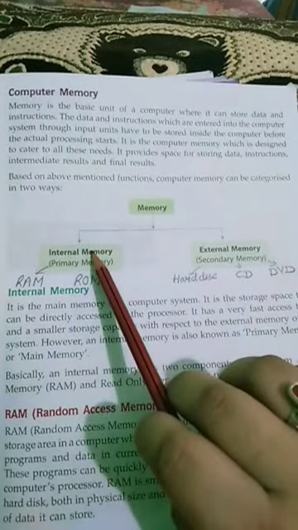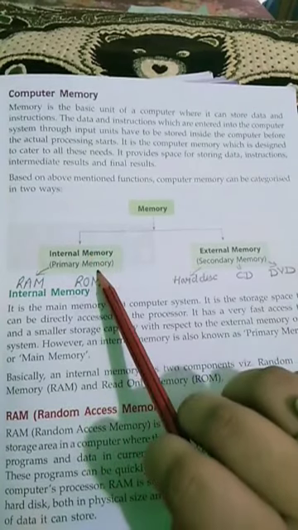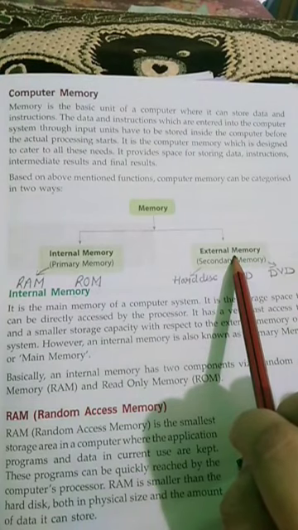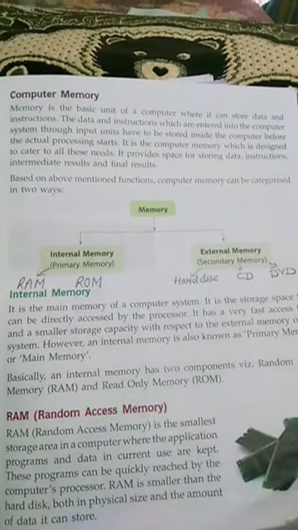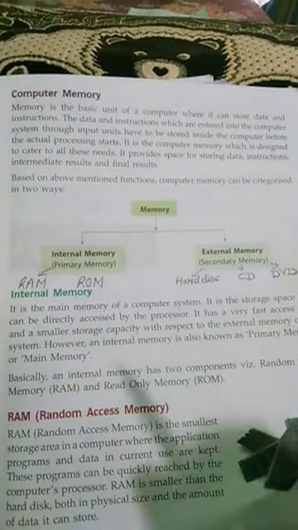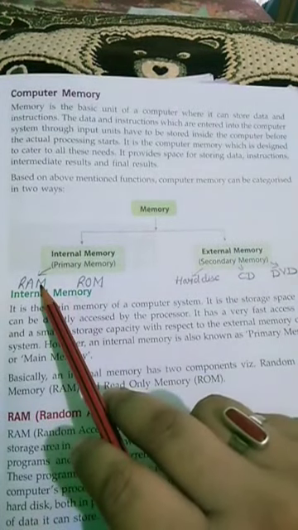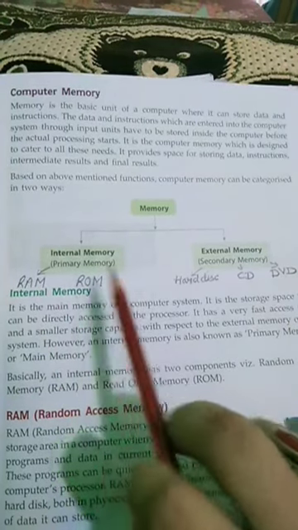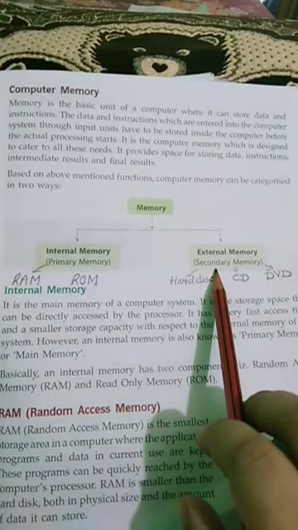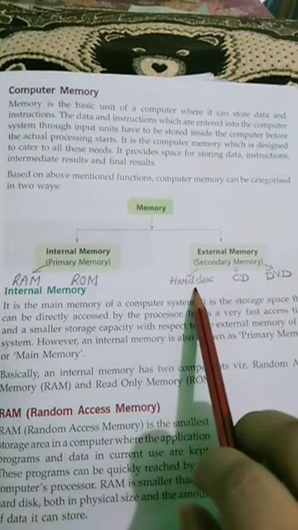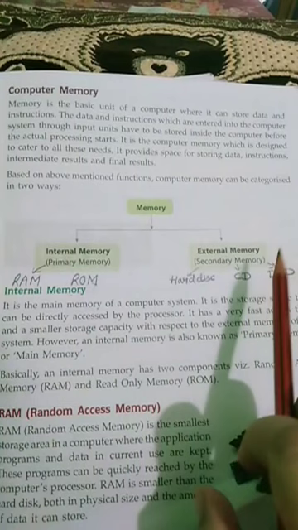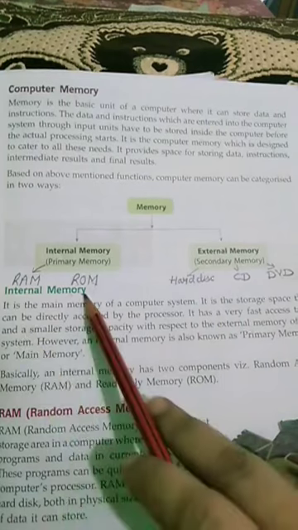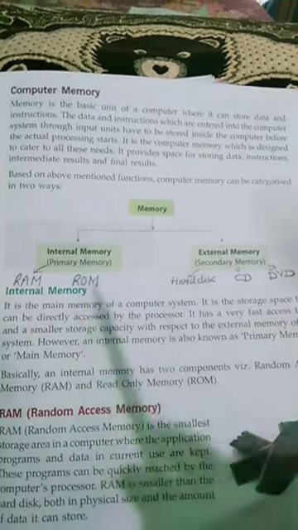Internal memory is the temporary memory, which is also known as primary memory. External memory is also known as secondary memory, which I'll be explaining to you later. Now, internal memory can be further divided into RAM, random access memory, and ROM. External memory has different examples like hard disk, CD, DVD, and external memory we will be studying in our next video. Right now we will be studying internal memory as primary memory.